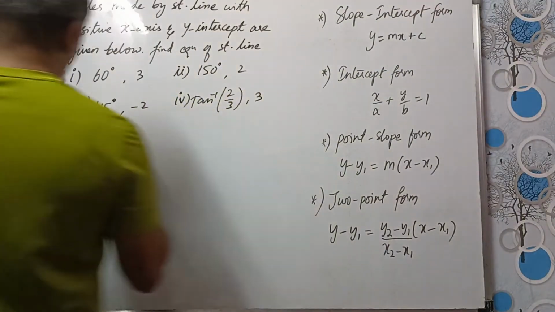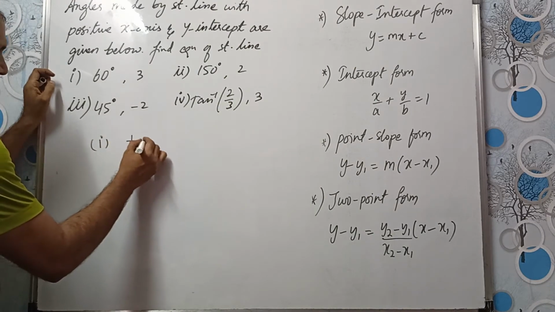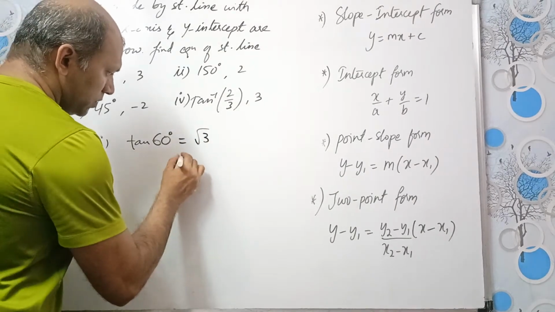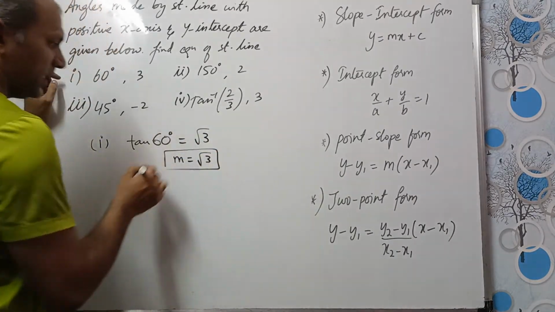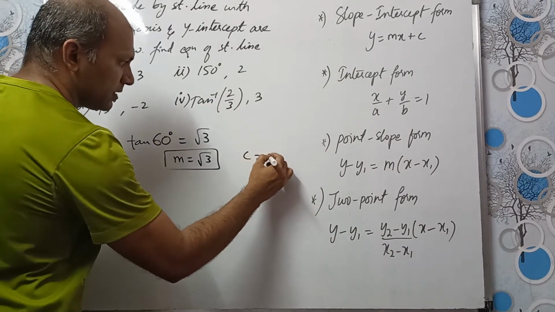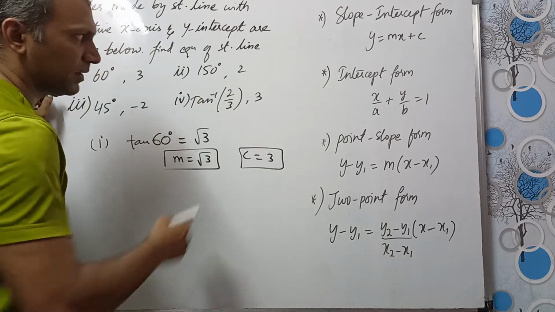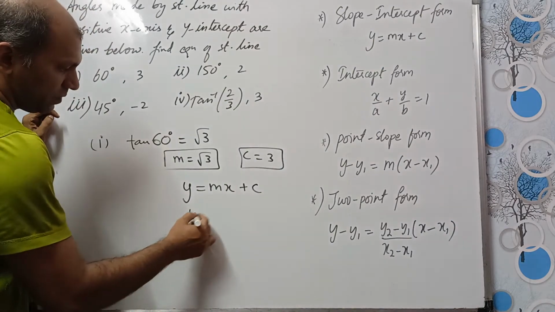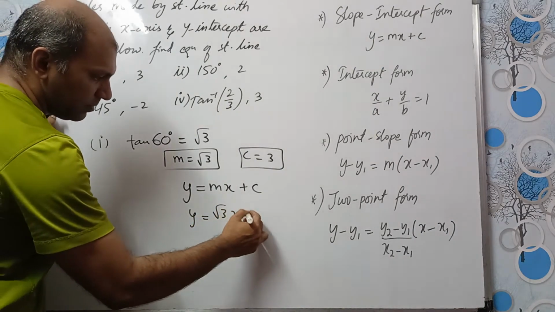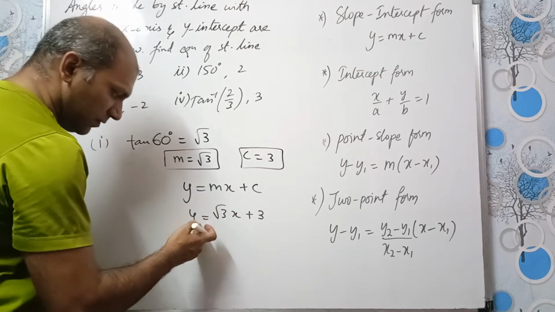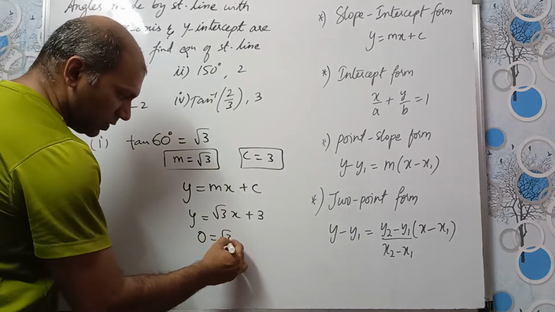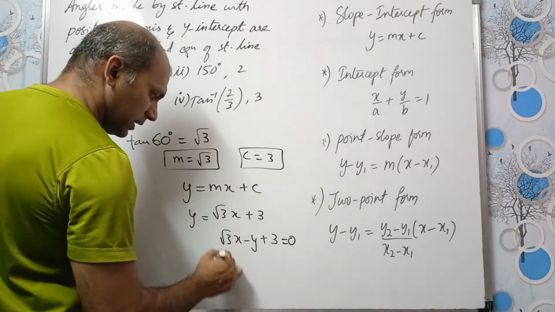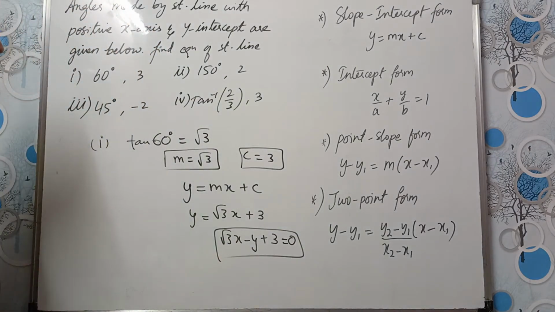Okay. So let us do the first bit. We have tan 60 degrees. Okay. Tan 60 is root 3. So value of slope is root 3. m is equal to root 3. And y-intercept c. c is equal to 3. So directly substitute in y is equal to mx plus c. So this is y is equal to, m value is root 3, x plus 3. Okay. If you send this y on the other side, we'll have 0 equals root 3x minus y plus 3. We can write this 0 on the other side also, right? Like this. So this is the equation of the straight line.